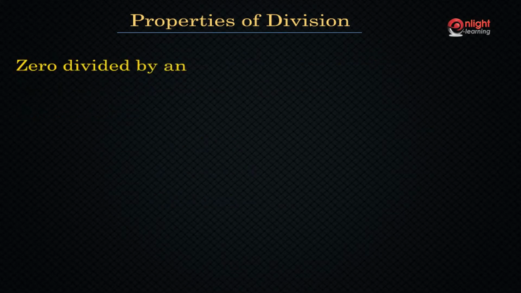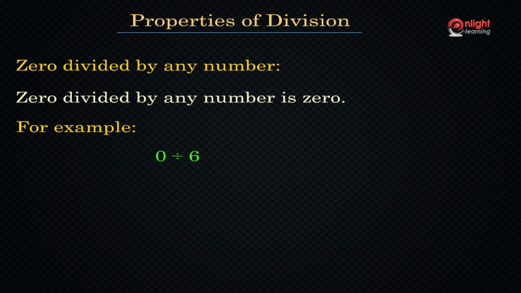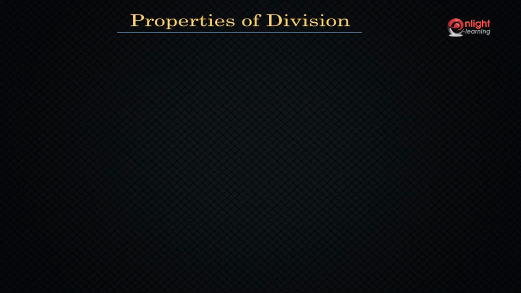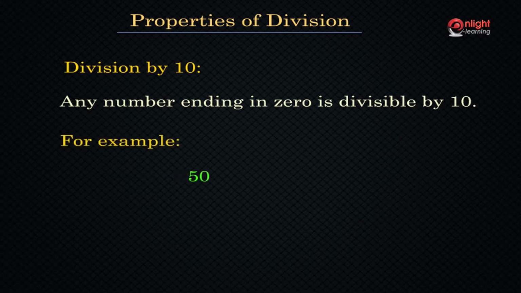0 divided by any number. 0 divided by any number is 0. For example, 0 ÷ 6 = 0. 0 ÷ 56 = 0. Division by 10. Any number ending in 0 is divisible by 10. For example, 50 ÷ 10 = 5. 100 ÷ 10 = 10.